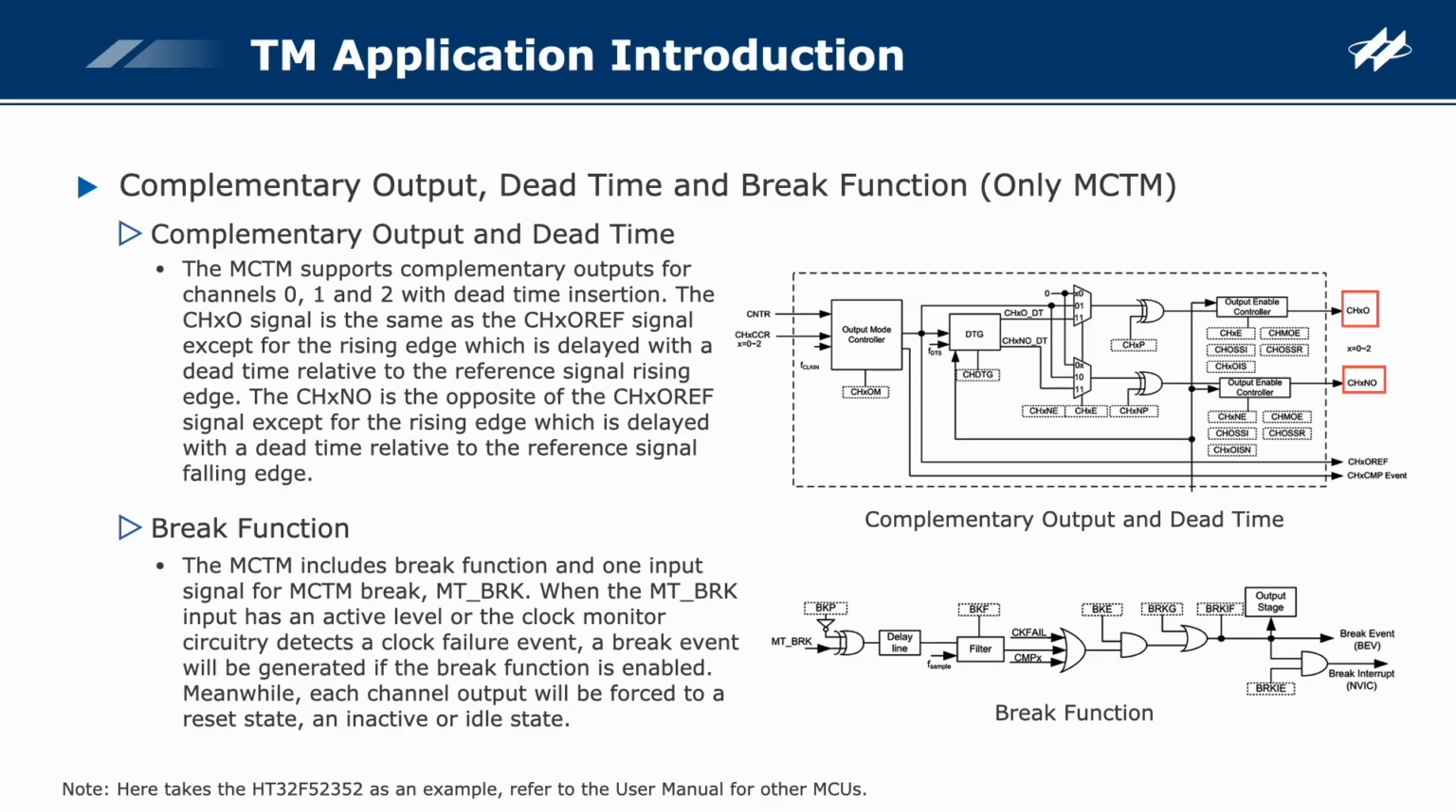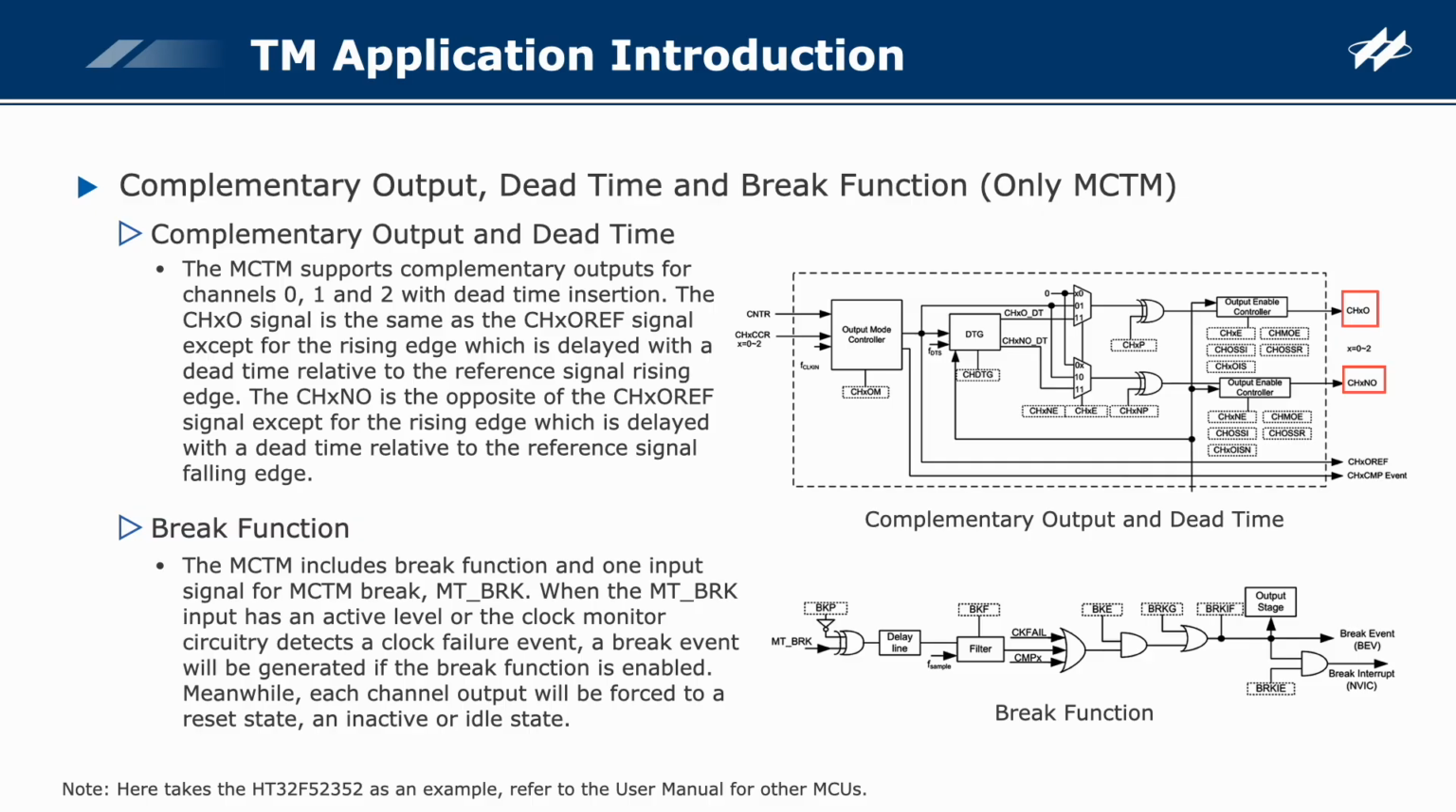The channel X output reference signal CHXOREF passes through the dead time generator DTG, and then the polarity selection which configures the channel output as either high level or low level active. Finally, the channel controller generates a pair of complementary channel output signals, CHXO and CHXNO, with dead time delay.